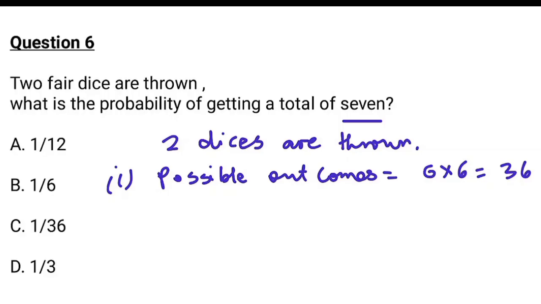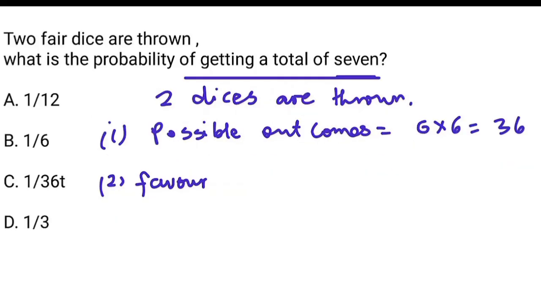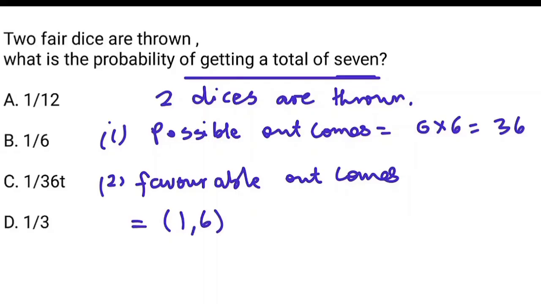Now the second thing we need to know is the probability of getting a total of 7. So the favorable outcome, look at this. If you throw, you can either have 1 on one face, and have 6 on the other face.